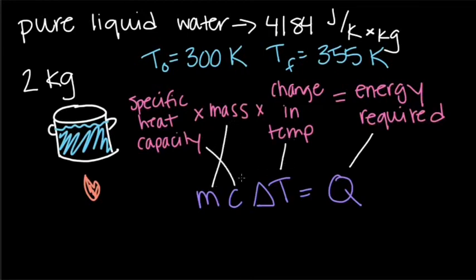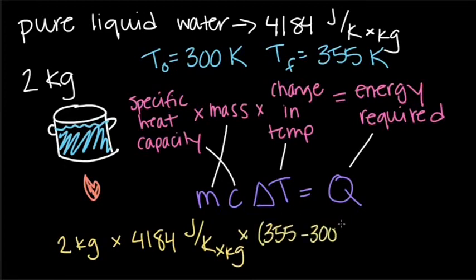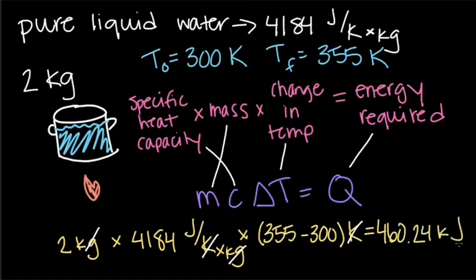Let's go ahead and put our values in here: the mass, specific heat capacity, and the change in temperature. As always, we can use our units to guide us. Specific heat capacity has a unit of joules per Kelvin per kilogram, and we're multiplying by mass that has a unit of kilograms, so those kilograms will cancel out. We're also multiplying by a change in temperature, which is measured in Kelvin, and so that will also cancel out, leaving us just with joules, which is energy, just like we want. In this case, if we multiply this together, we would find that the energy required would be 460.24 kilojoules.